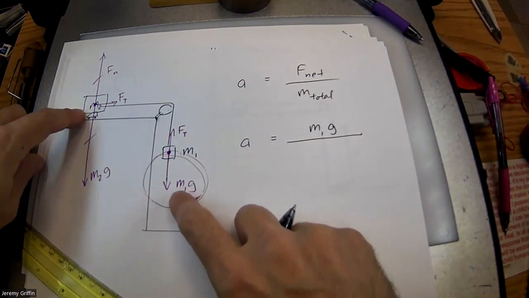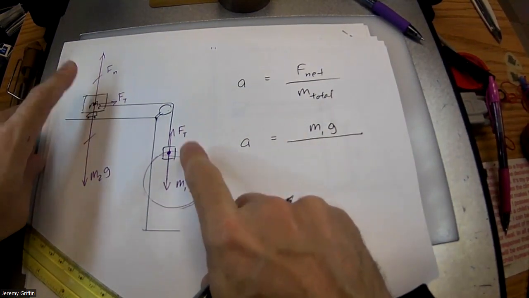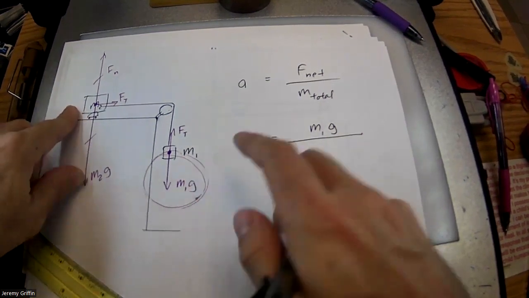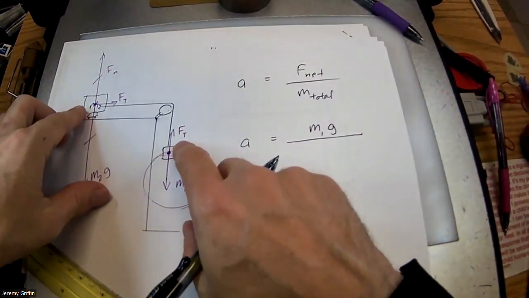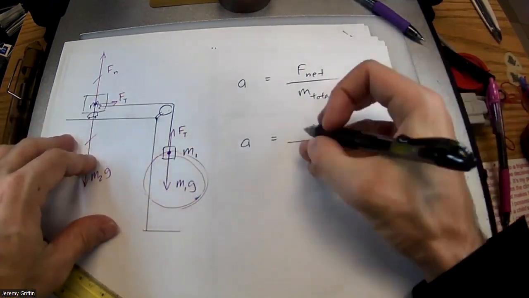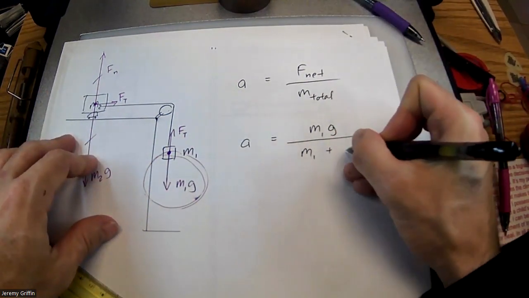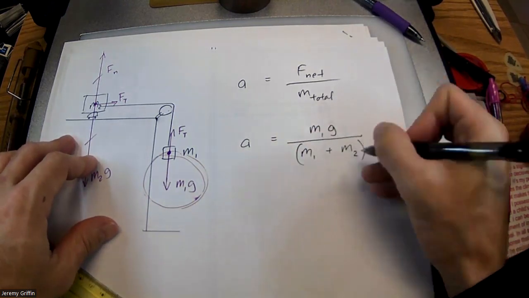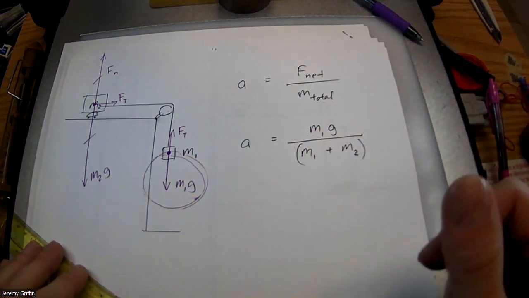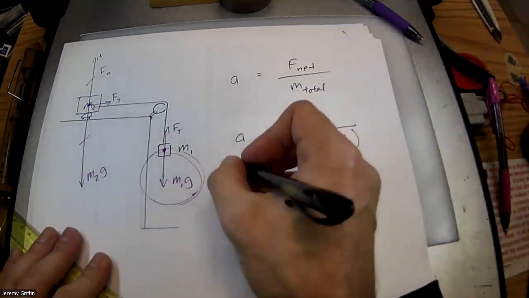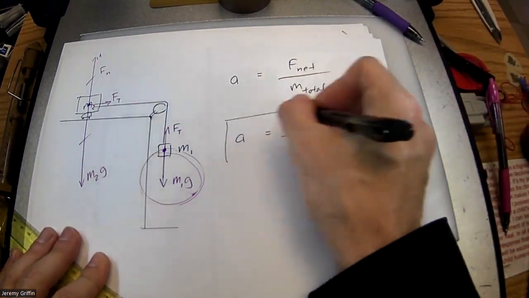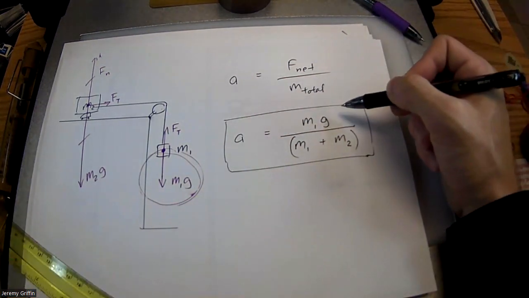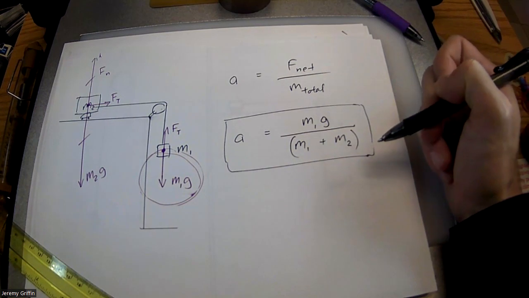And how much total inertia is being driven? How about the sum of these two masses? They're both tied together on the same string, so they're both moving together. They have the same acceleration magnitude, just in slightly different directions. In fact, that right there is the answer. Just a couple of steps. Boom, boom, done. It's the weight of the hanging one divided by the total mass. That is the acceleration of the system.